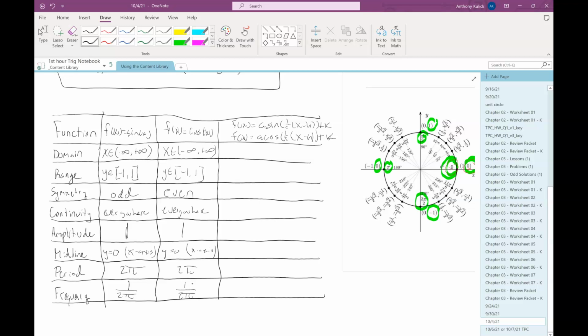Now let's think about these transformations, right? Last time we talked, we identified 3 types of transformations that we can do. We can do reflections, stretches and shrinks, also called dilations, and then translations, like shifting things left or right or up or down.